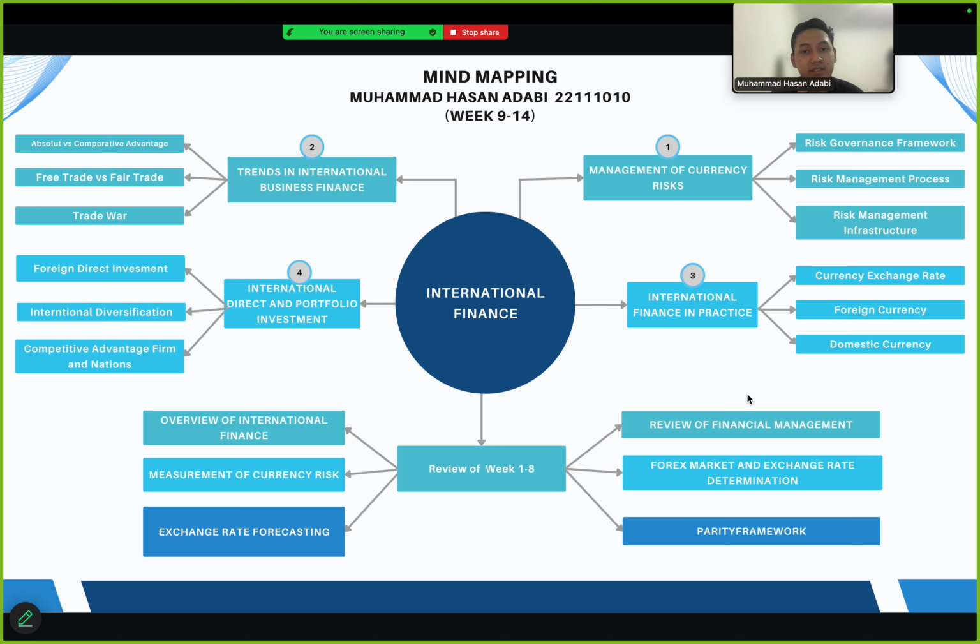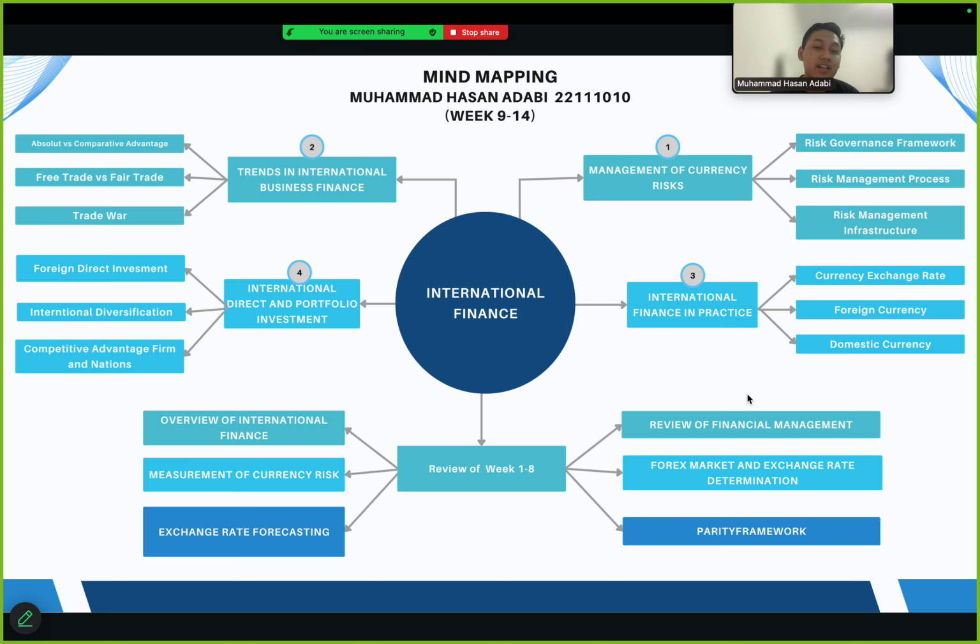So the currency exchange rate shows the value of one currency in terms of another. It affects profitability, pricing, and investment decisions. For example, if the USD to IDR rate changes from 15,000 to 16,000, Indonesian importers must pay more for American goods.